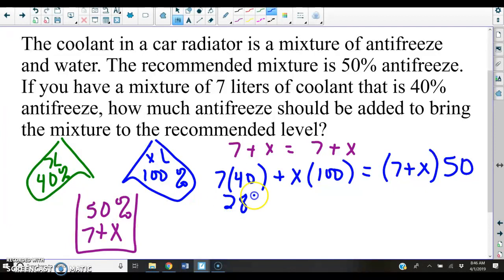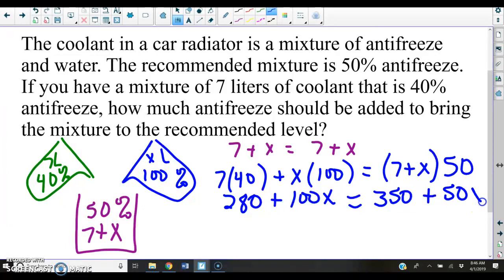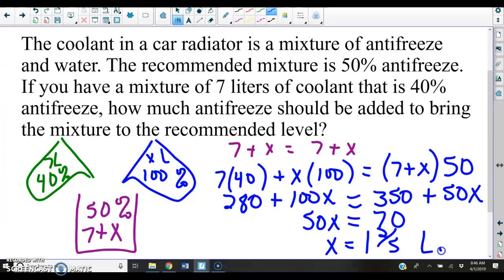Okay, so we'd have 280 plus 100x equals 350 plus 50x. Okay, do the equation solving, subtract 50x from both sides, and have 50x, subtract 280 from both sides, I'll have equals 70. So when I divide, I'm going to have 1 2/5 liters that I need to put in.